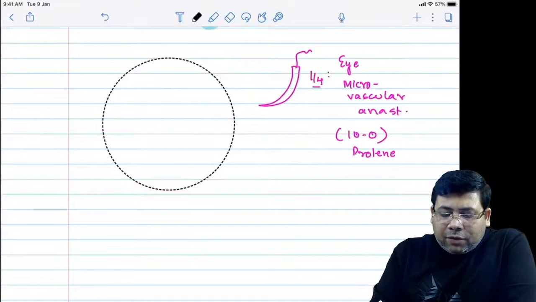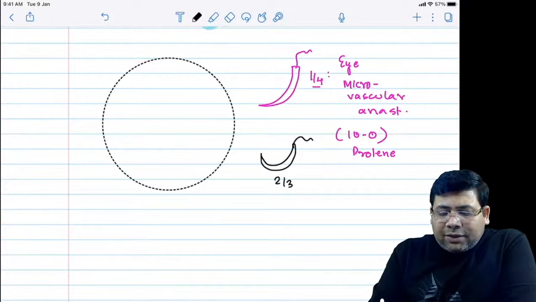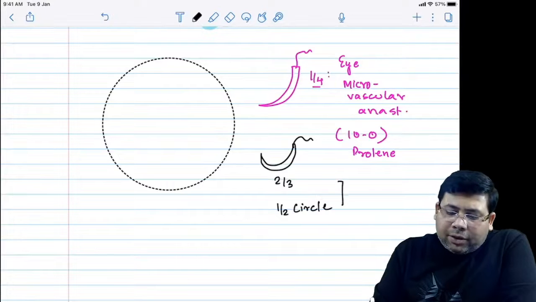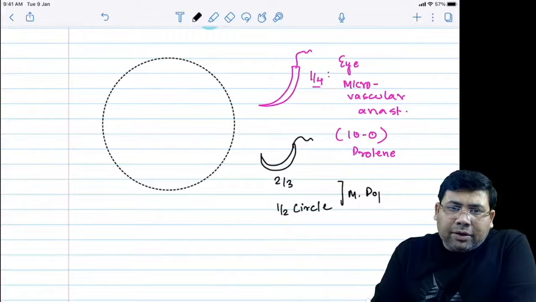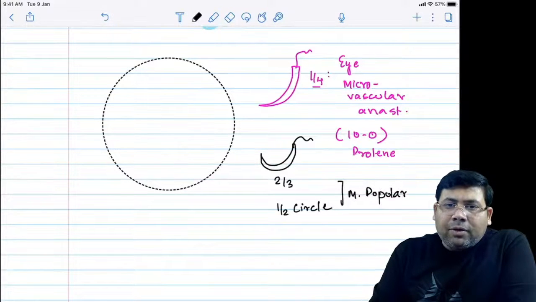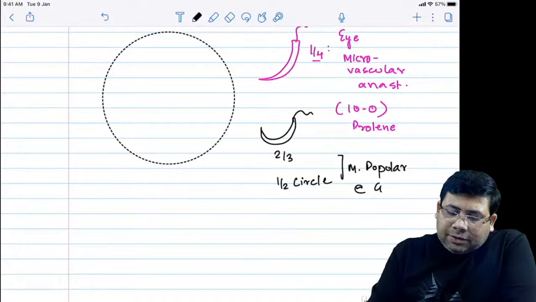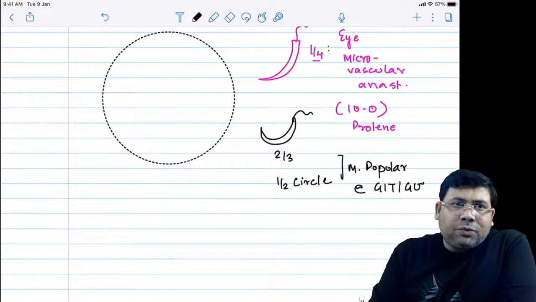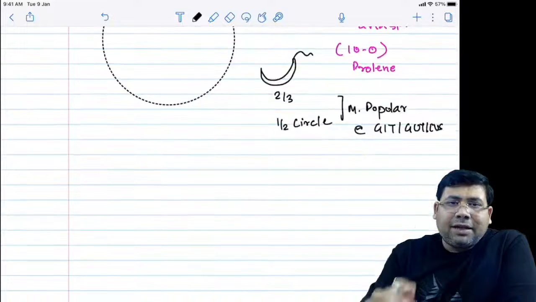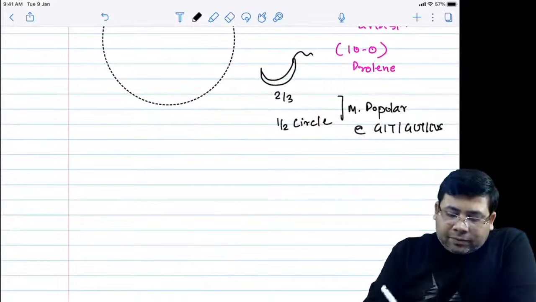Then remember, we can use a half circle. Students, the 2/3 circle and half circle are the most popular needles. They are most popular for GIT, GUT and CVS.